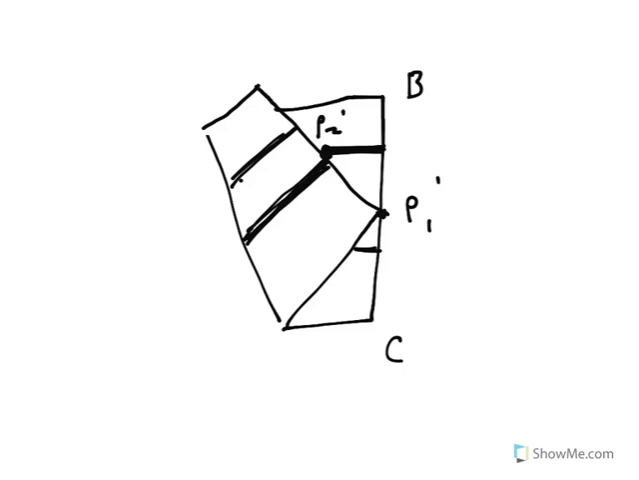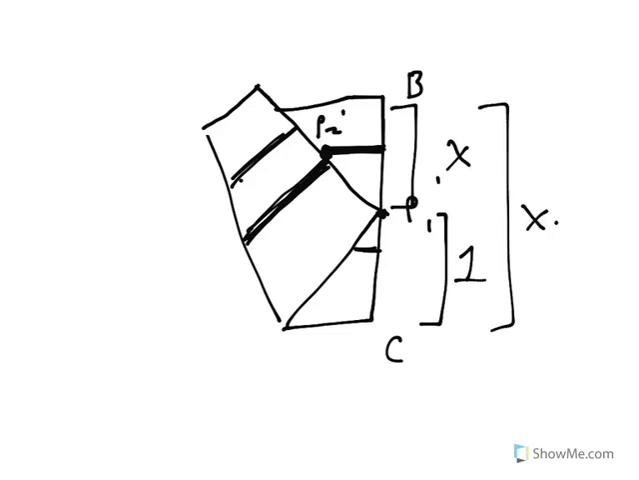So here's the situation, and just to make things simple, I'm going to say, imagine this paper is sized so that P1 prime C was 1 unit long, and the objective is to figure out this length. So that means the entire edge is x plus 1.